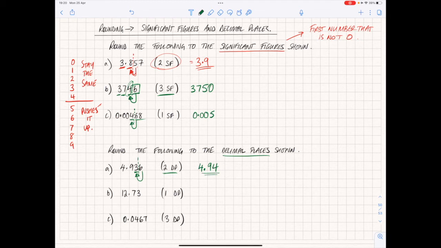Okay. Next one, 1 decimal place. 7. Draw a line after it. How does the 3 affect the 7? Well, it doesn't, okay, because 3 makes it stay the same, so it stays as 12.7.